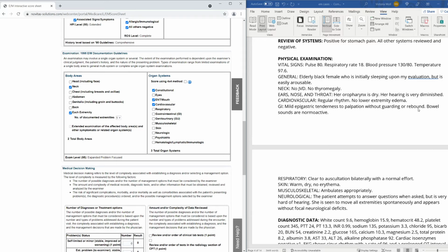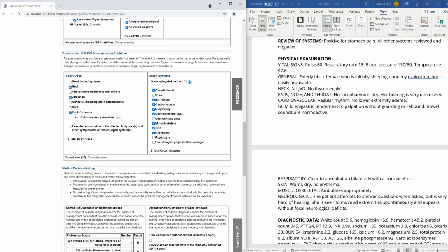GI, mild epigastric tenderness to palpation without guarding or rebound. Bowel sounds are normal and reactive, so we get GI. Over here we get abdomen. And remember, we can't mix or match these. It either has to be body areas or organ systems. Respiratory, clear to auscultation bilaterally without a normal effect. Skin, warm and dry. Musculoskeletal, ambulates appropriately. Neurologic, patient attempts to answer questions when asked, but is very hard of hearing. She is seen to move all extremities spontaneously and appears without focal neurological deficits.